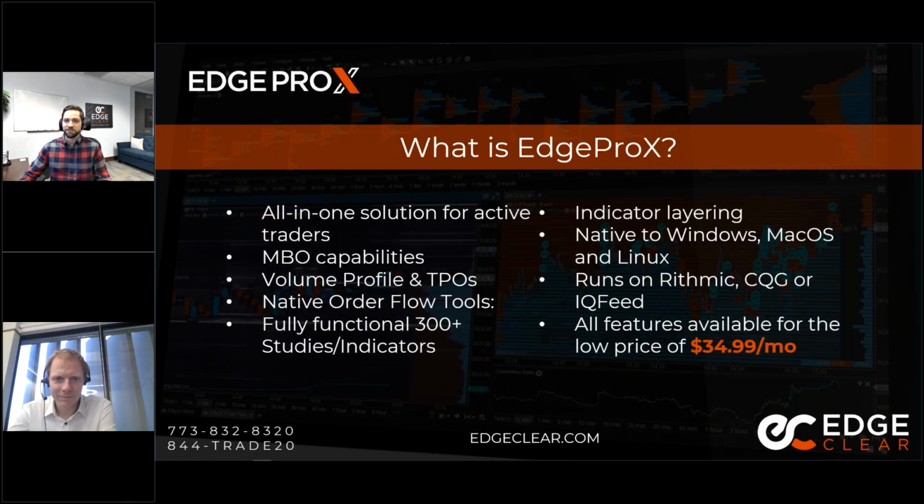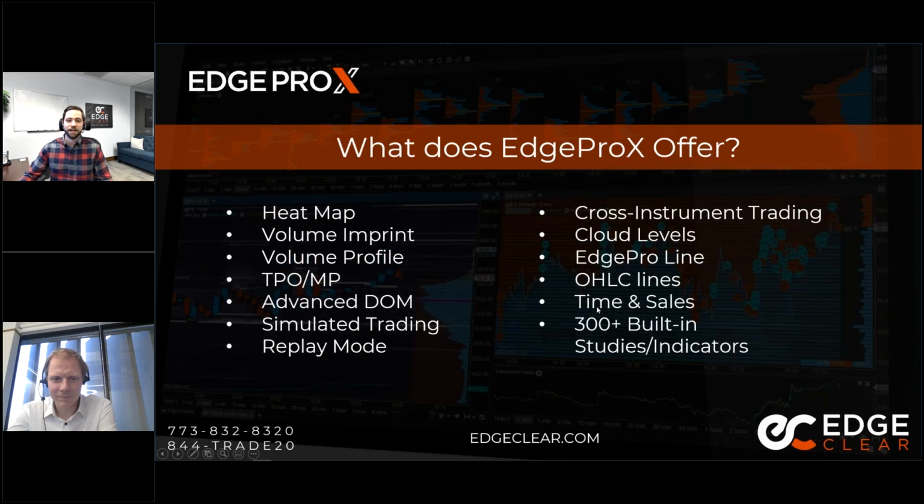What is EdgeProX? This is the platform we will be going over and the indicators. It's an all-in-one solution for active traders. It offers everything that you see on this slide. Hopefully my screen is coming through okay. Over 300 plus studies, and you can get even more if you check out trading indicators today to enhance the software. And all of this is $34.99 a month. And it includes all of this as well: heat map, advanced depth of market, volume profile, replay mode, imprint charts, cross-instrument trading. It's a very feature-rich program, so definitely check it out if you are interested.